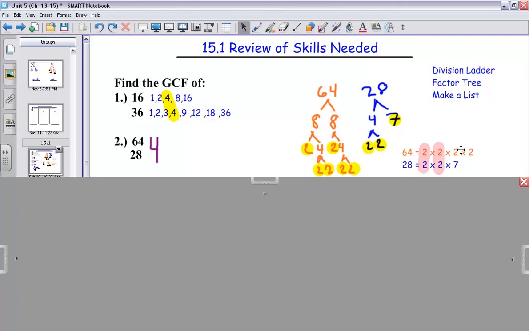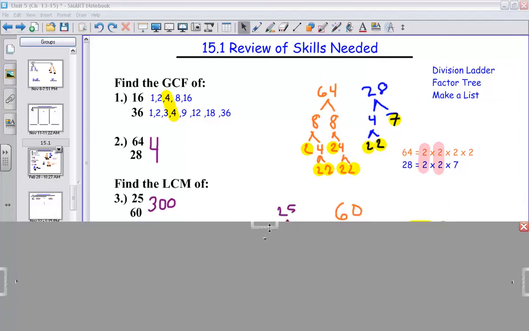Why do these 2's not get circled? Because there's not an extra set of 2's down here in 28. So I only circle the ones that are in common. Once I do that, I then multiply. So basically I'm multiplying this set of 2's and this set of 2's, and that's how I end up with 4. So that's a review of two different methods of how to find the greatest common factor.